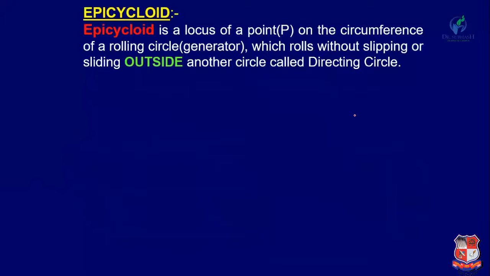Then next one is an epicycloid. An epicycloid is a locus of point P on the circumference of a rolling circle or generator which rolls without slipping or sliding outside another circle called the directing circle. So if any circle rolls over another circle, then the path of a point on the circumference of the rolling circle is known as an epicycloid. You have to remember that the circle is rolling outside the other circle, then it is known as an epicycloid.